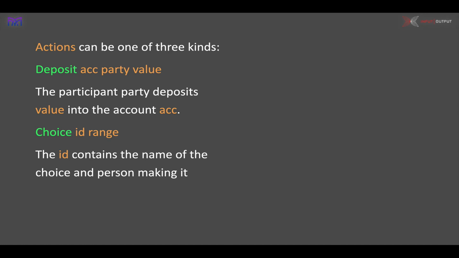A party can be asked to make a choice from a range of values. And the ID of the choice contains the name of the choice and the person making it. So Alice makes a named choice from a range of potential values. And there can be a notification of an observation happening from off the chain.